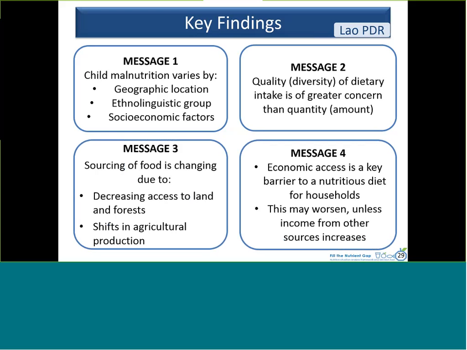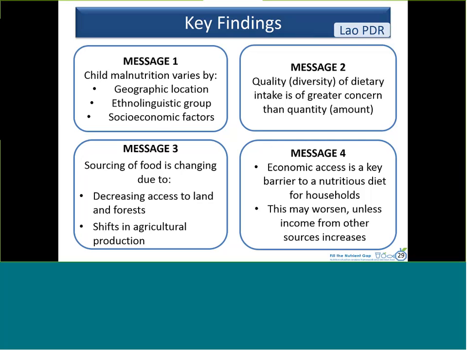So the fourth message, as we found, and we showed you for Tanzania, similarly in Laos, economic access is a key barrier to being able to access a nutritious diet. And in the case of Laos, where some foods were sourced for free from the forest, with decreasing access, that possibility is actually declining. So unless incomes improve, access to nutritious foods may decline further.